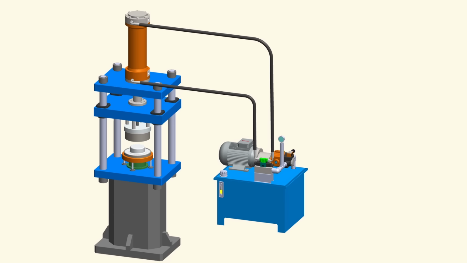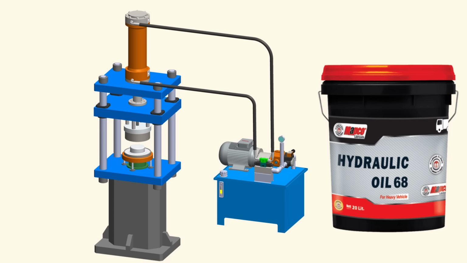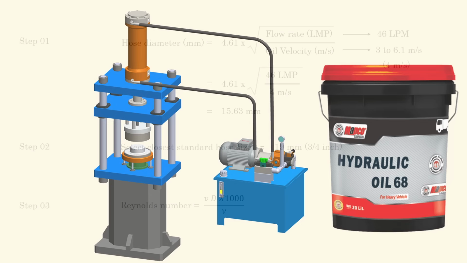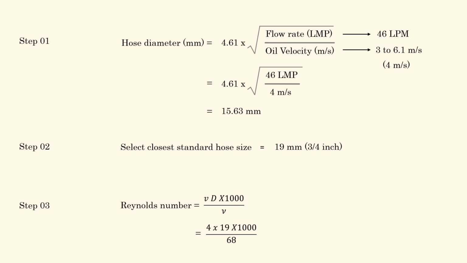For this 20-ton press, we will use hydraulic oil 68, means kinematic viscosity will be 68 centi-stokes. Putting the values, the Reynolds number comes out to be approximately 1118, and this is well below the limit of 2000. So the flow is clearly laminar. So finally, the pressure hose line internal diameter is 3 by 4 inch, 19 mm, size 12.